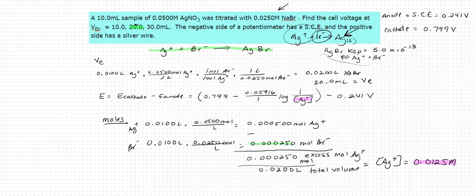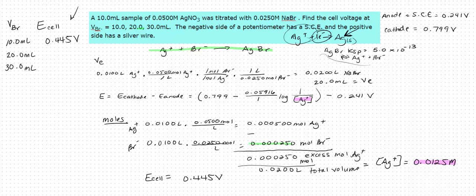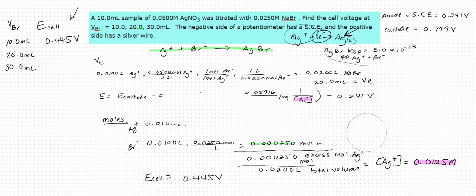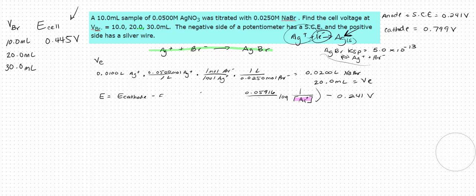So now all I have to do is take this concentration that I've just calculated and put it into my equation. And when I do that, I get the E of the cell at this point is going to be 0.445 volts. So just to keep everything straight, I'm going to keep this table up here, and on a test or something, I would expect an easy way to tell what your answers are. So I would expect a table like this to be provided so that you could fill it in and tell me what your answers are.